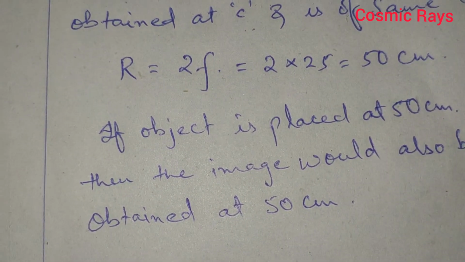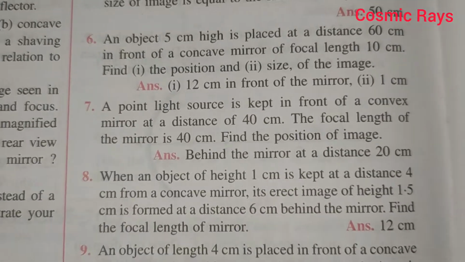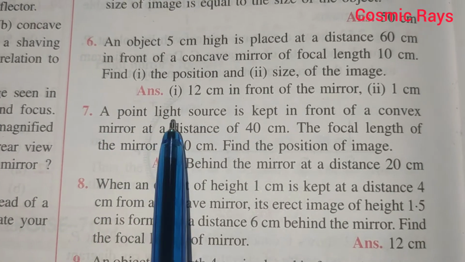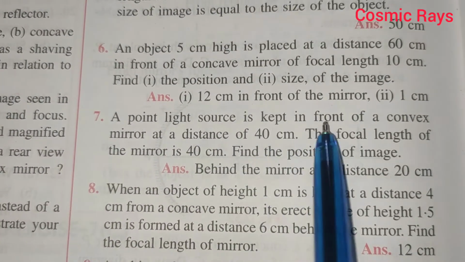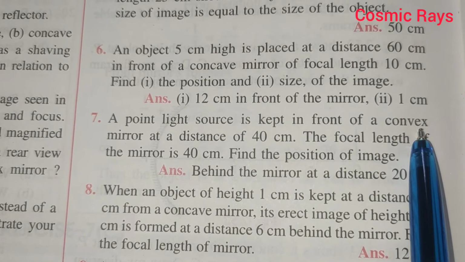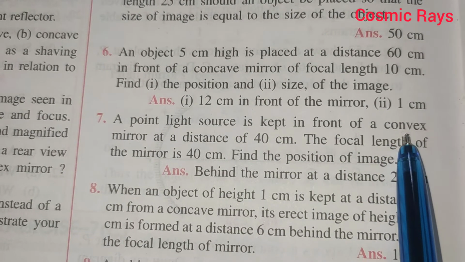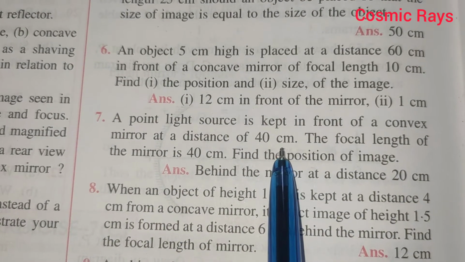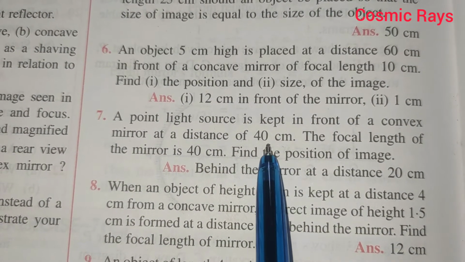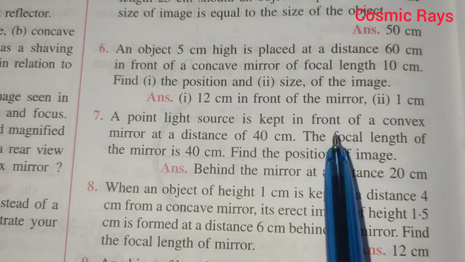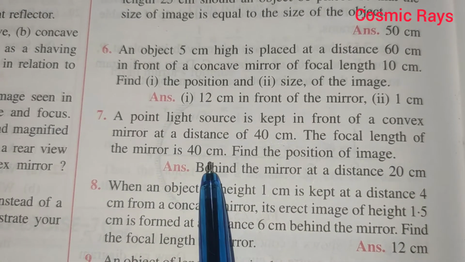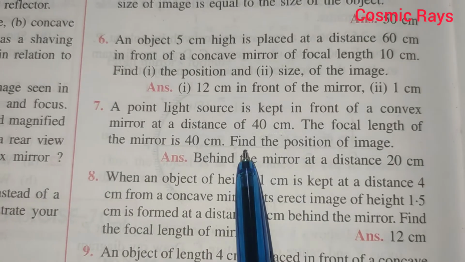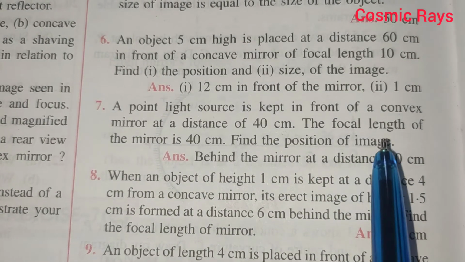Now we try the next question. Let's try number 7. It says a point light source is kept in front of a convex mirror. Now the mirror is changed; they are talking about a convex mirror at a distance of 40 centimeter. So the distance of the object is 40 centimeter. Focal length of the mirror is also 40 centimeter. We have to find the position of the image.